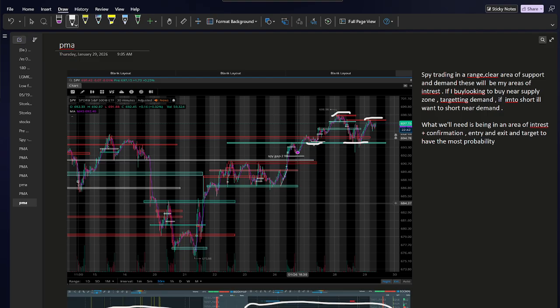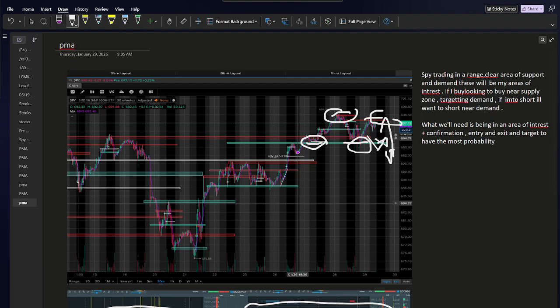So we have the areas of supply and demand noted, and what we'll need is being in an area of interest plus confirmation, entry and exit, and target to have the most probability. So we have our buy zone set up, we have our sell zones. I'd be looking to short if it came into this area, looking for a push to the downside. And I'd also be looking to purchase this stock if it came into the area of demand, looking for a move to the upside, right?